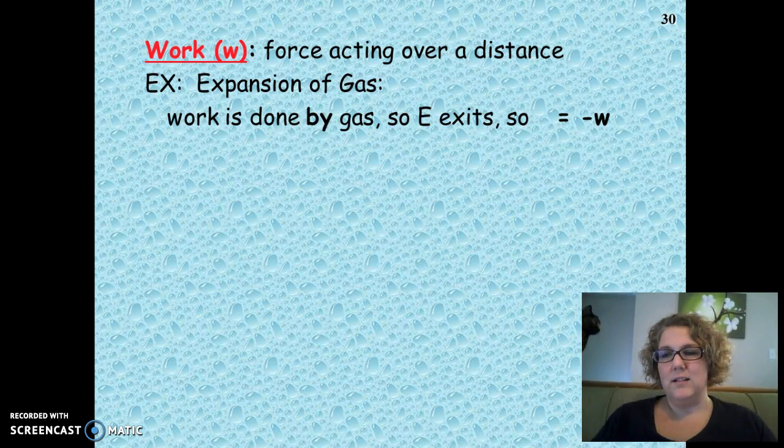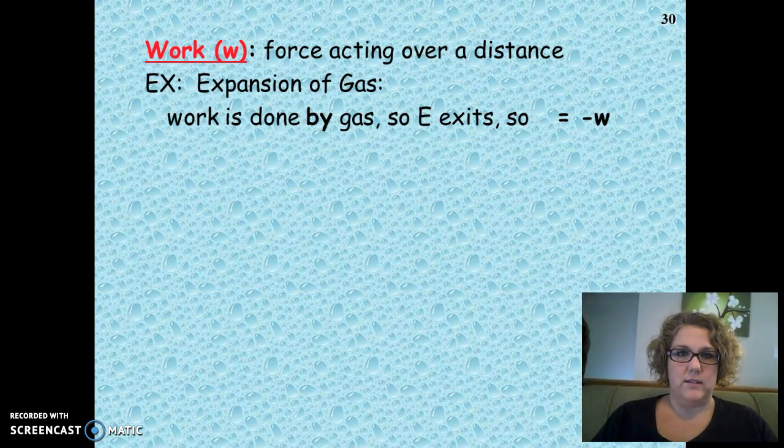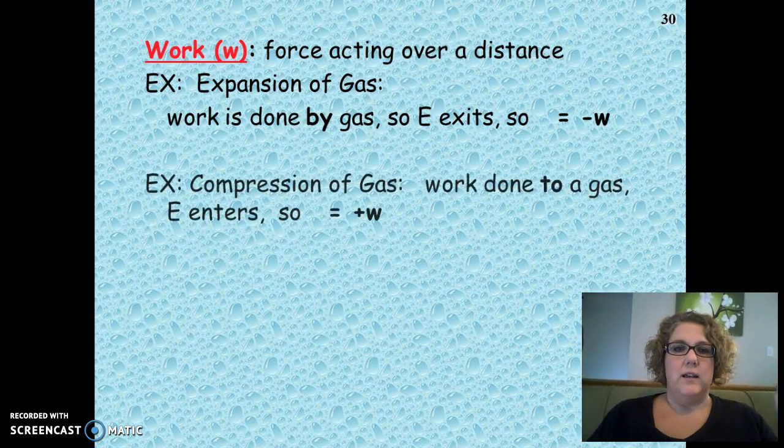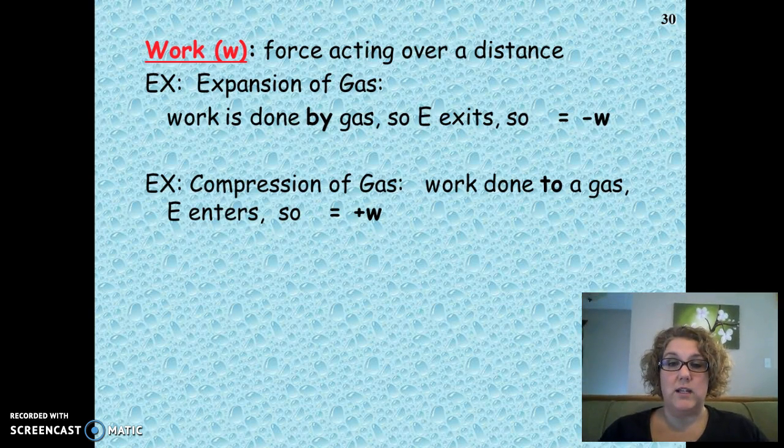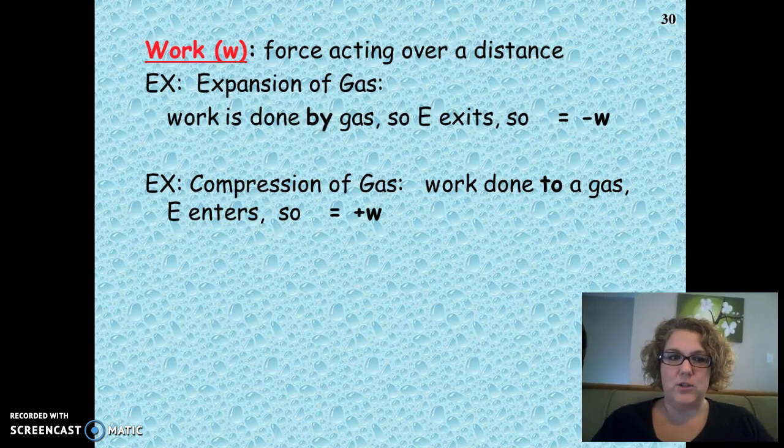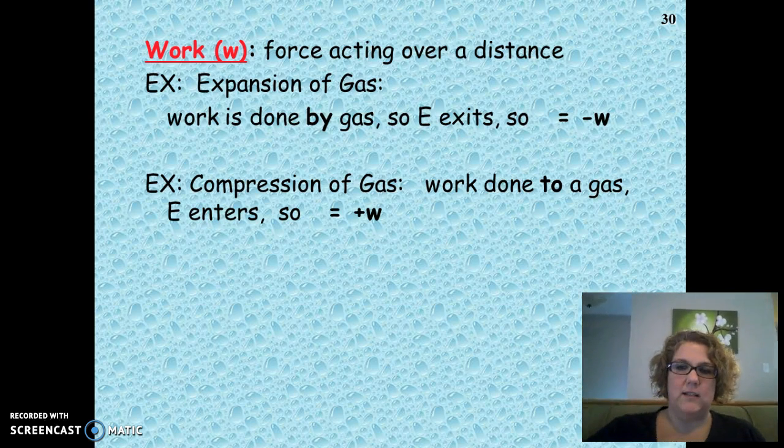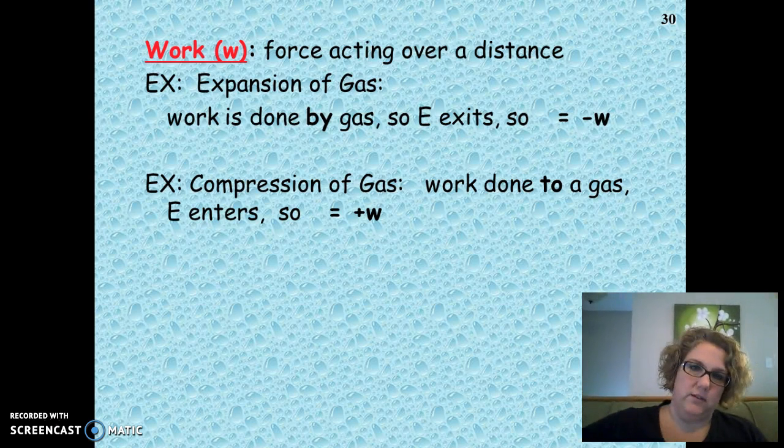Just look at it like this. We're all lazy, right? We don't want to do work. It's a negative thing if somebody forces us to do work. Well, the system, the gas in this case, feels the same way. If the system does work, that's negative W. If the surroundings push on the gas and squeeze and compress the gas, then it's like getting a massage. It's a positive thing. If work's done to the gas, then energy enters the gas, and so that's positive W.